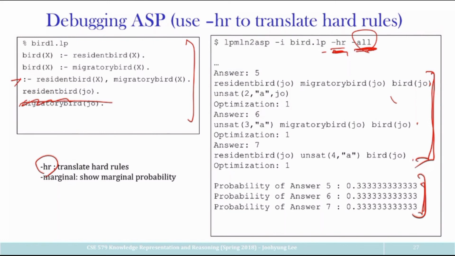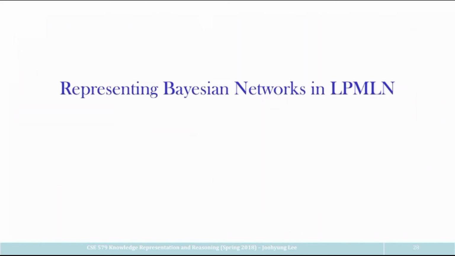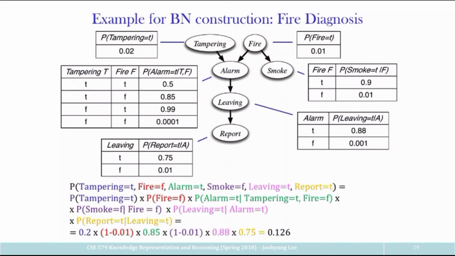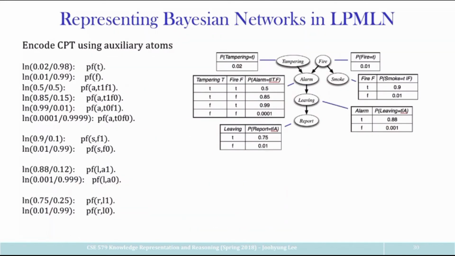All right, good. So then, let's actually go to the Bayesian network. Recall Bayesian networks. Actually, it was one of the homework problems too, but I asked you not to use the implementation. So how do we represent a Bayesian network in LPMLN? It's actually quite simple. You can encode the conditional probability table in terms of probability facts.